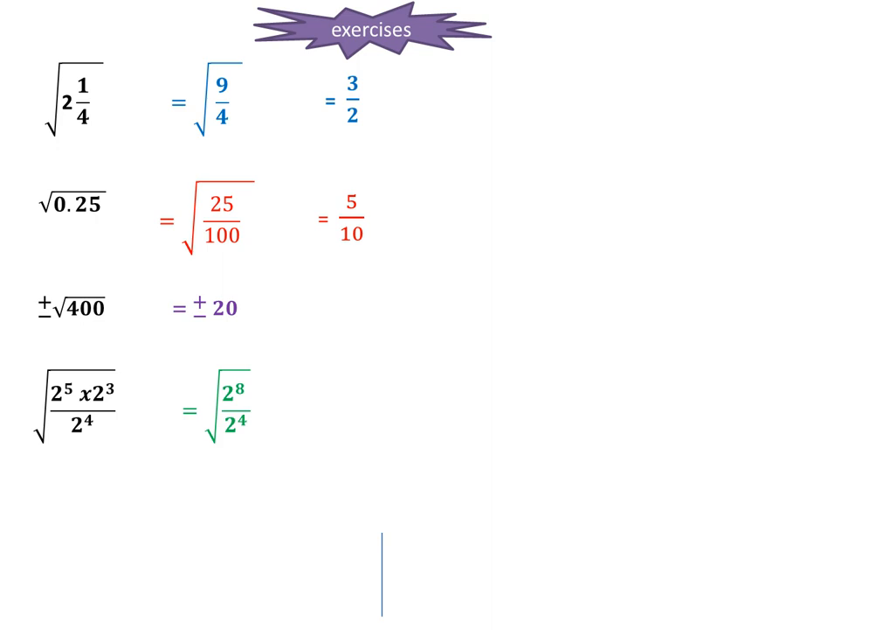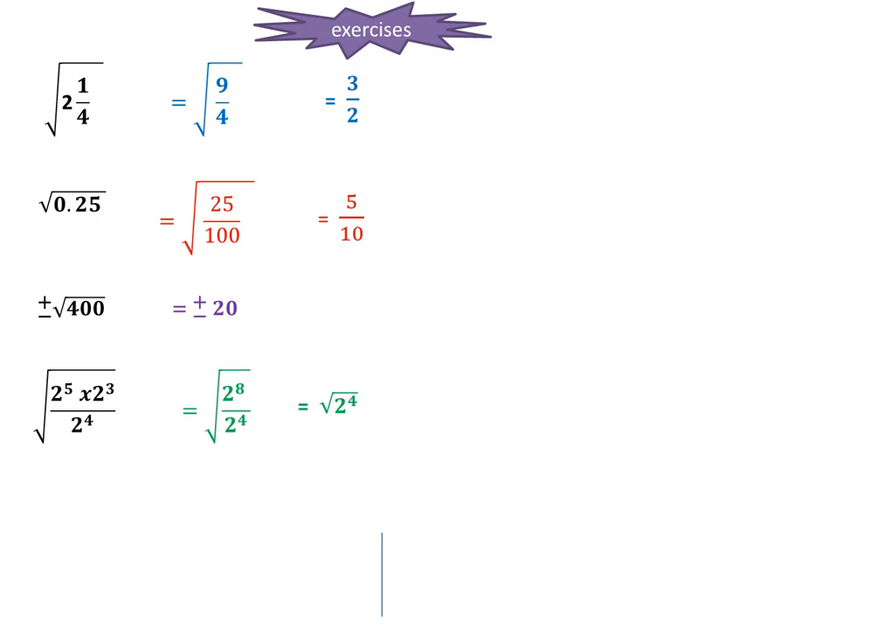Using again the power rule, we have the same base and we divide, so we subtract the powers: 8 minus 4 will be 4. We get 2 power 4. Now we can get the square root of 2 power 4, but how? What times what equals 2 power 4?